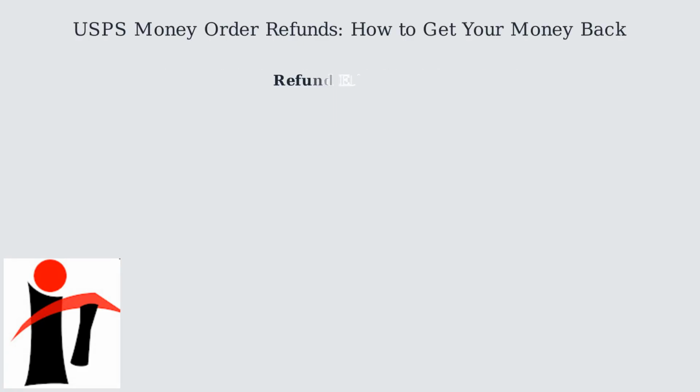Need a refund for a USPS money order? Here's how. Refunds are possible if the money order is uncashed within 90 days for orders under $1,000 or 180 days for orders over $1,000.